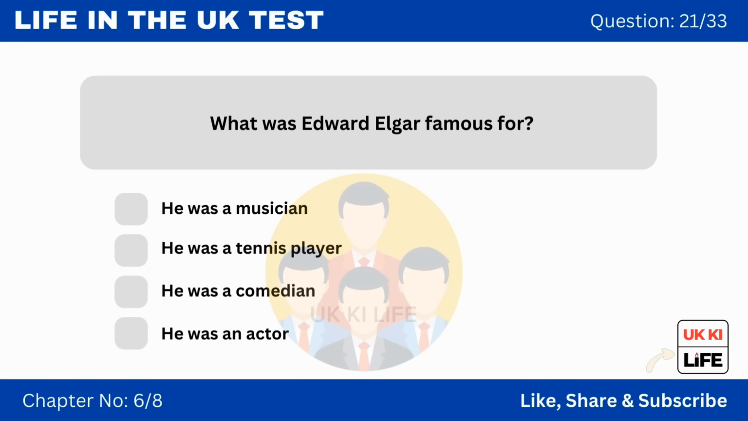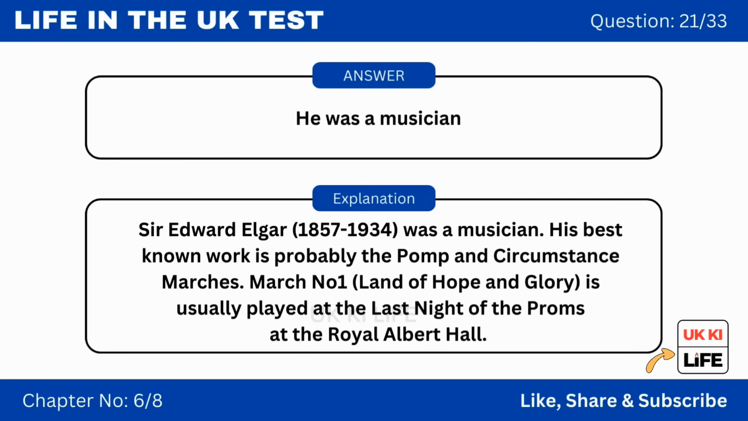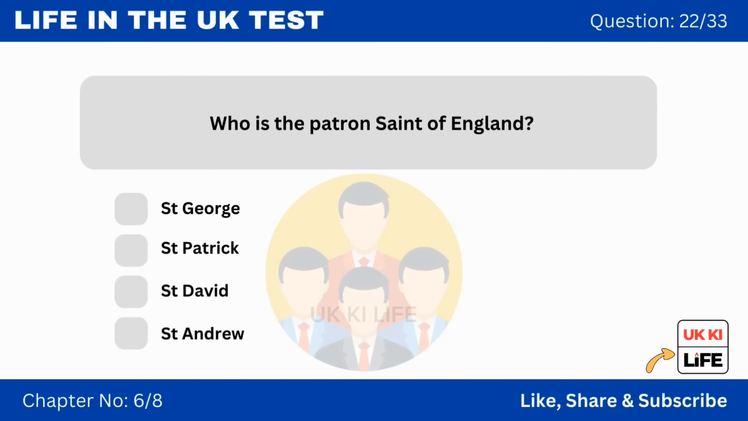The correct option is A. Explanation. Sir Edward Elgar, 1857–1934, was a musician. His best-known work is probably the Pomp and Circumstance marches. March No. 1, Land of Hope and Glory, is usually played at the last night of the proms at the Royal Albert Hall. Question 22.